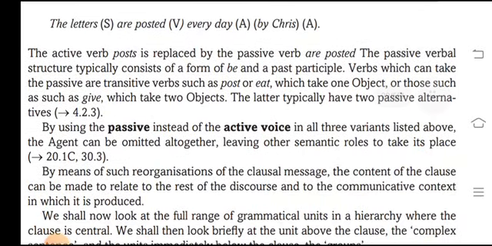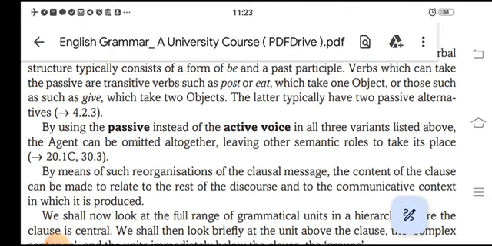The active verb posts is replaced by the passive verb are posted. Passive verb structures typically consist of a form of be and a past participle. The verbs which can take the passive are transitive verbs, such as those which take one object, or those such as give, which take two objects, the latter typically having two passive alternatives.